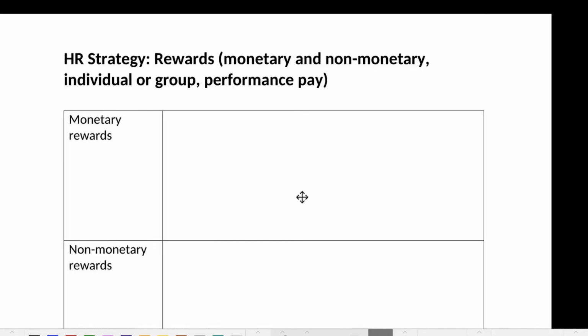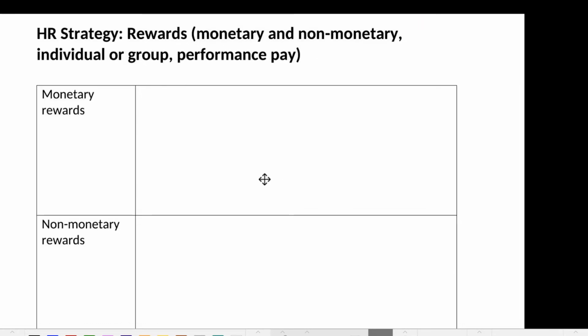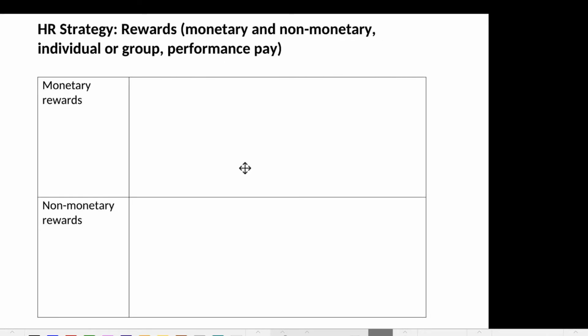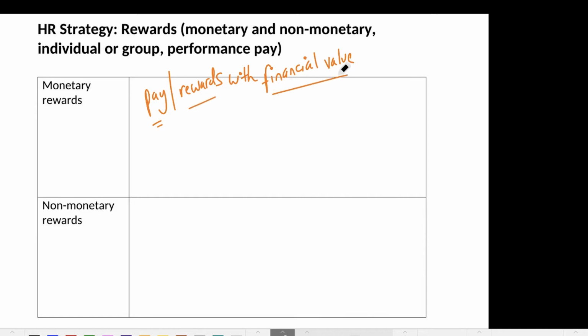The second HR strategy here is looking at rewards. And we've got here monetary and non-monetary rewards. So if we break this down as the starting point, monetary rewards are things like pay or rewards that have financial value. If we focus on non-monetary rewards, there is no financial value in terms of that.